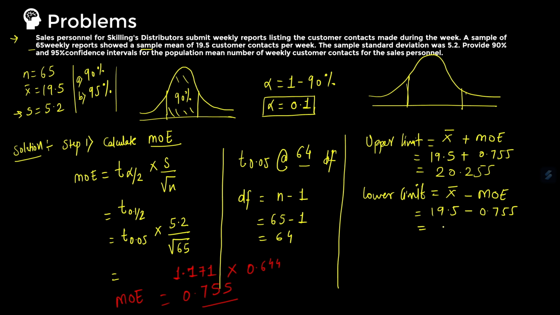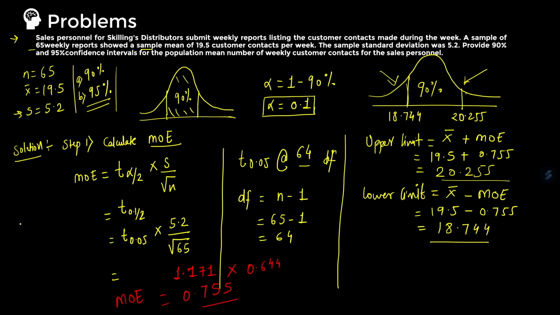And we are getting the lower limit as 18.744. Okay, so here is our 18.744 and here is our 20.255. Okay, so 90% confidence interval gives us this interval estimation. I hope this is clear, and I hope you will solve for the 95% confidence interval, which is going to be very easy.